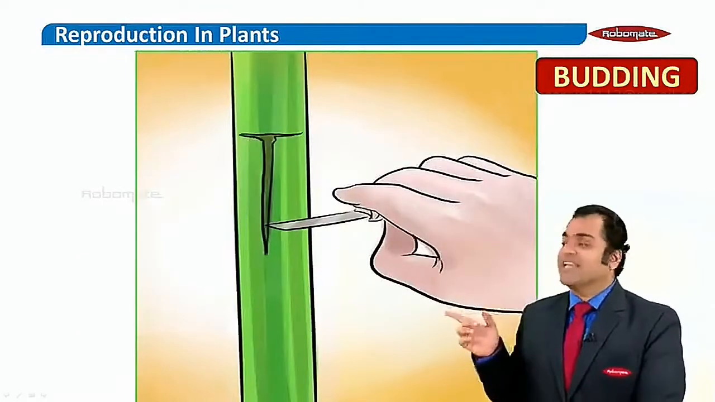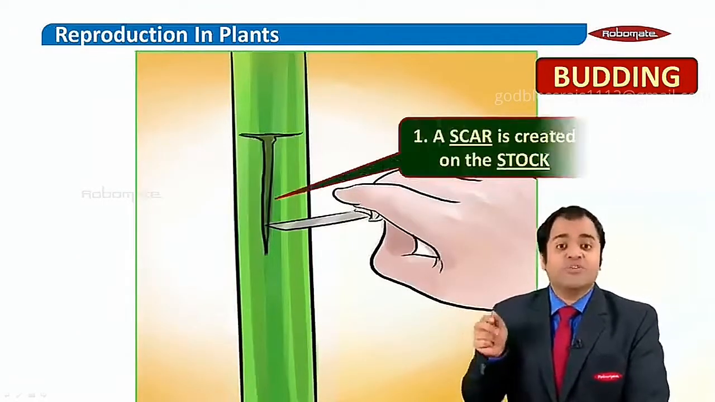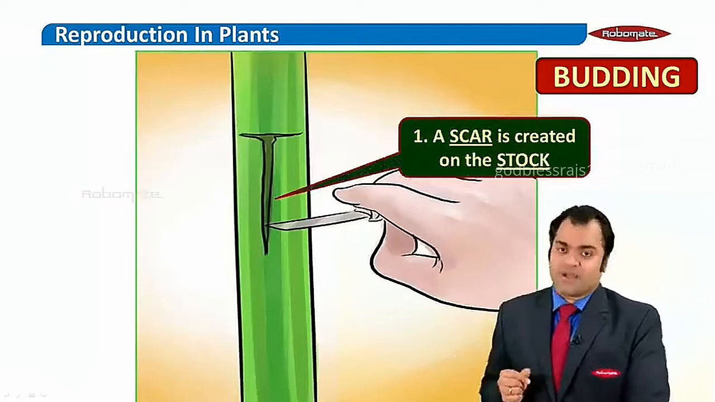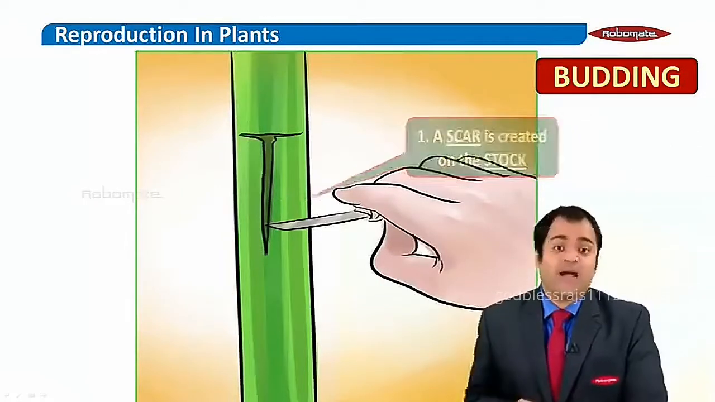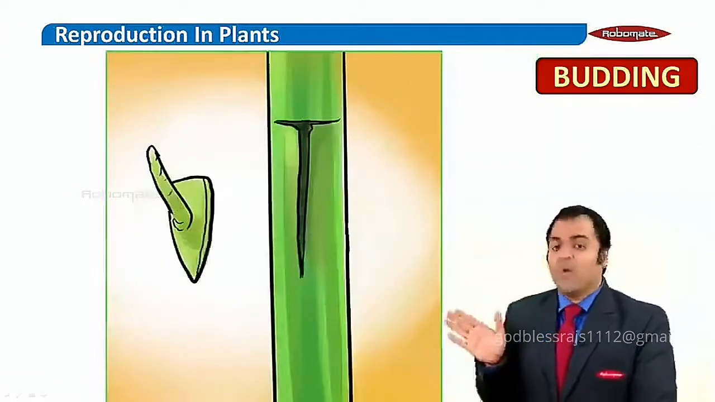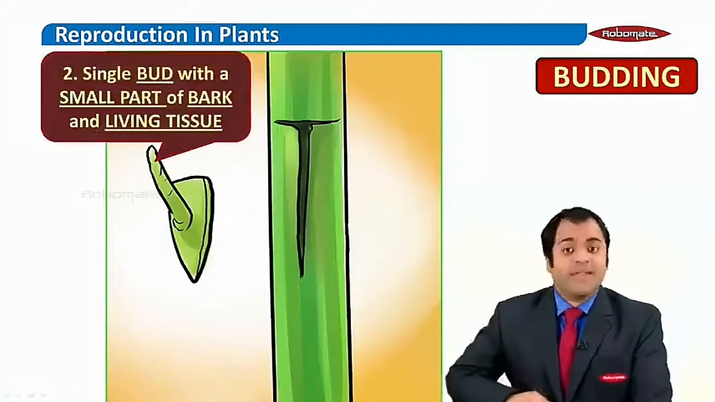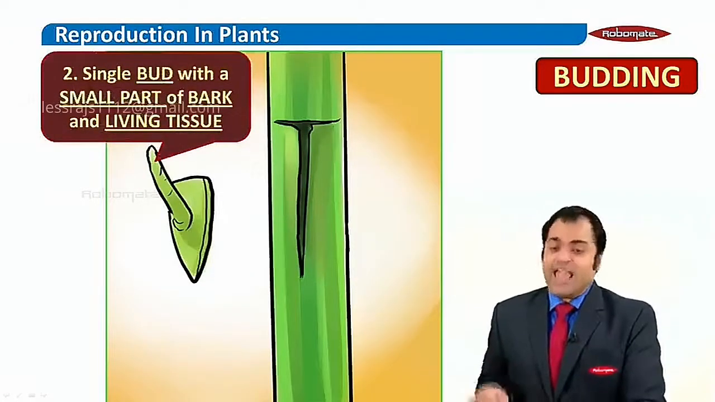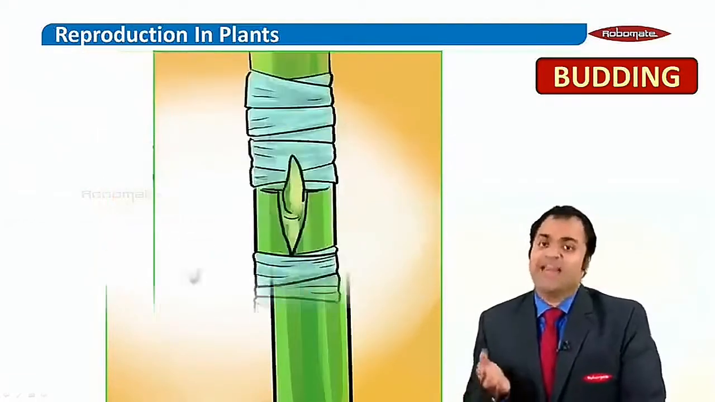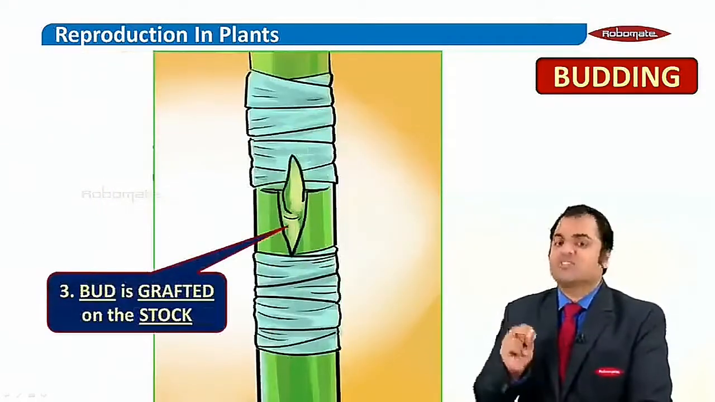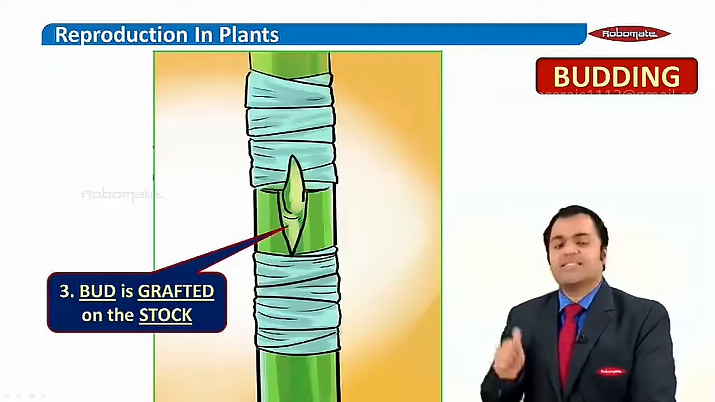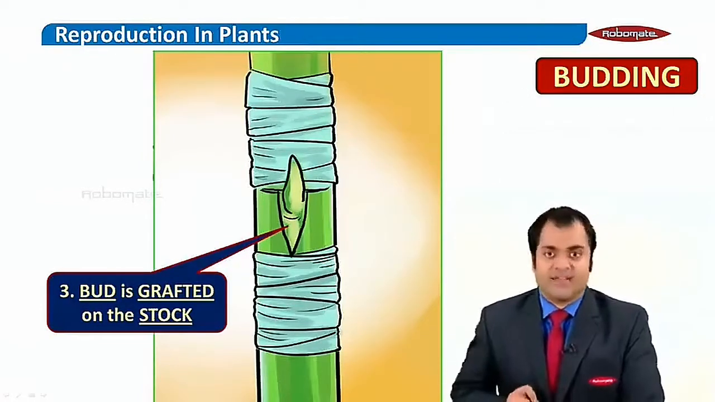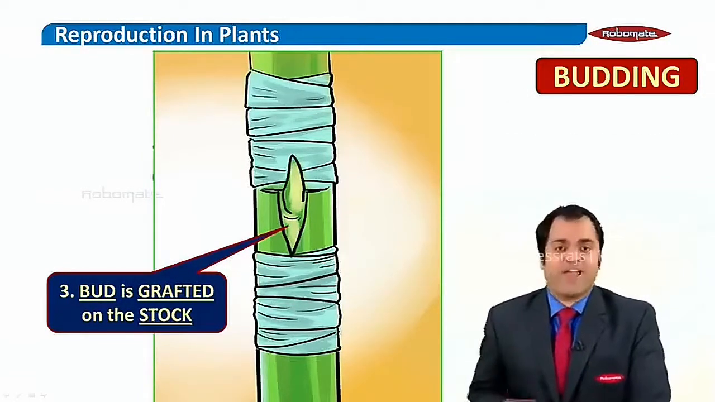You first basically will take the stalk and you will produce a scar on the stalk. Then you will take a bud. This time the bud won't be alone, but the bud will be accompanied by small part of the bark and living tissue. And finally you will take this bud and you will graft it in the stalk. Is it okay? And this is how the process of budding is done, which is actually a type of grafting.